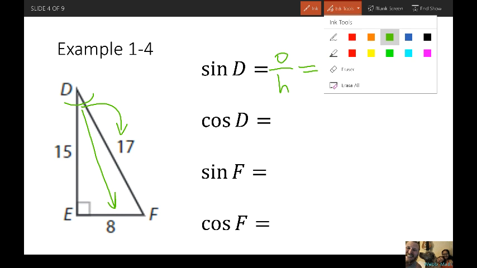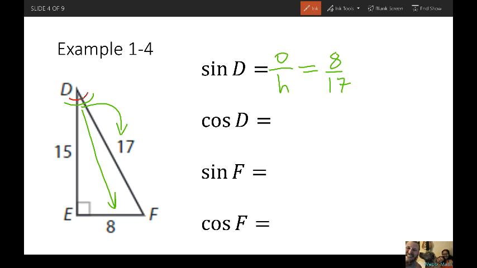Now for cosine of angle D, remember cosine is adjacent over hypotenuse. So the adjacent will be 15, and my hypotenuse will be 17. Both sine and cosine are relying on your hypotenuse. So you have 15 over 17. If you want practice, you can try sine F and cosine F. I'm going to do them right now.